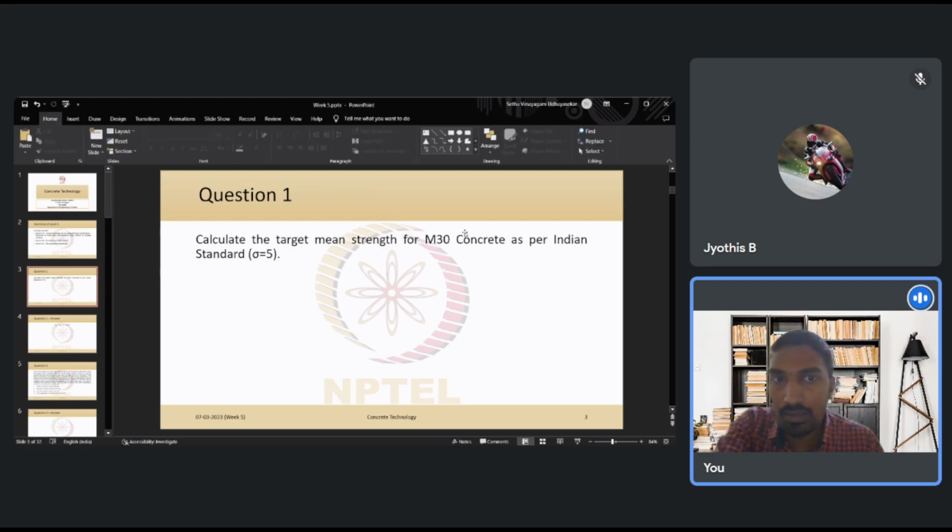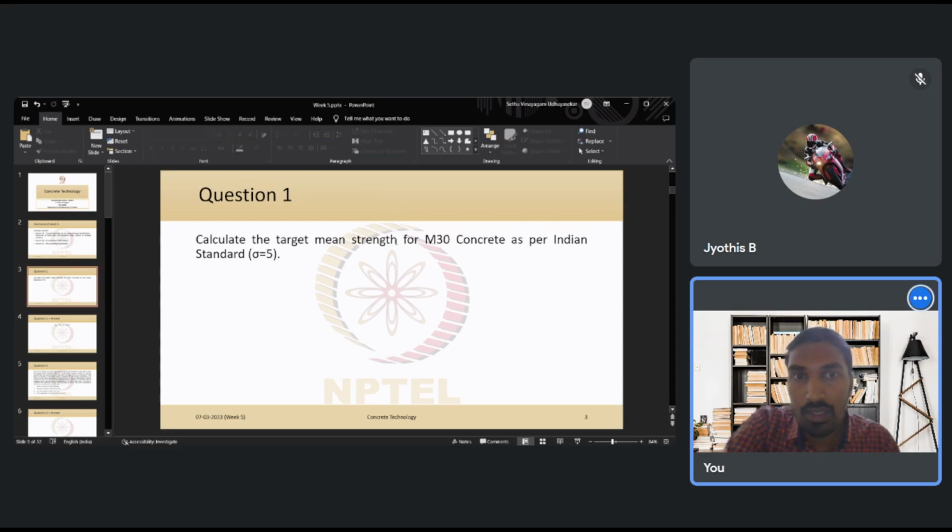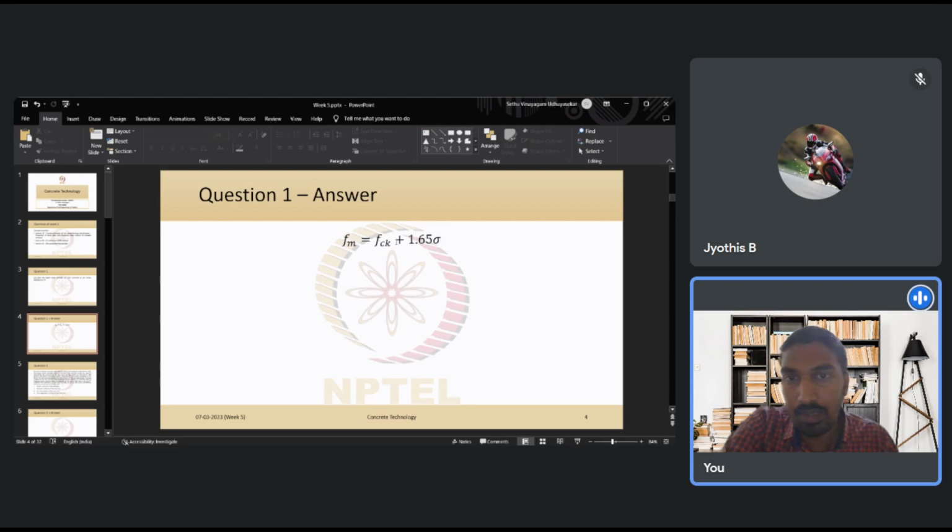This characteristic strength is coming from the grade of the concrete, right? So when it is M30, the characteristic strength is 30 MPa. So what does that mean? The characteristic strength is that value which 95% of the samples will exceed. So if it is 30 MPa, then if you take many samples, 95% of them will have a strength that is at least 30 MPa. That value is called the characteristic strength.